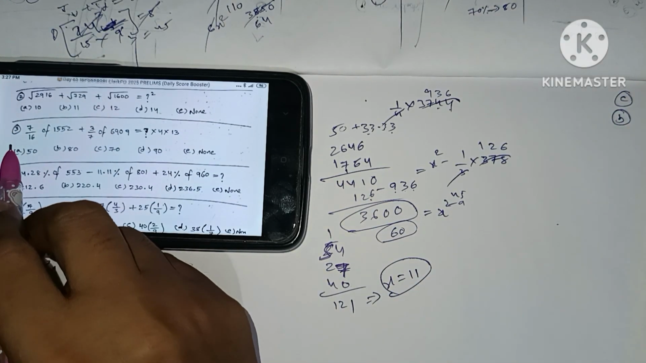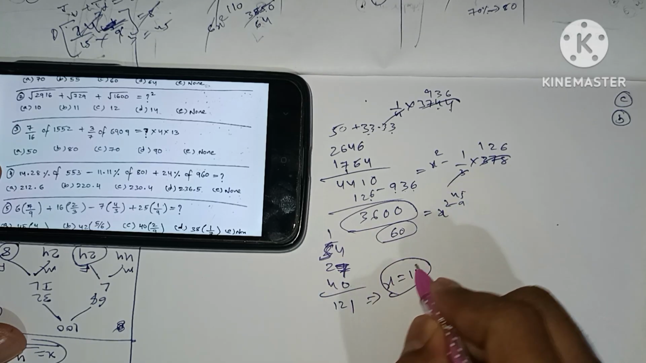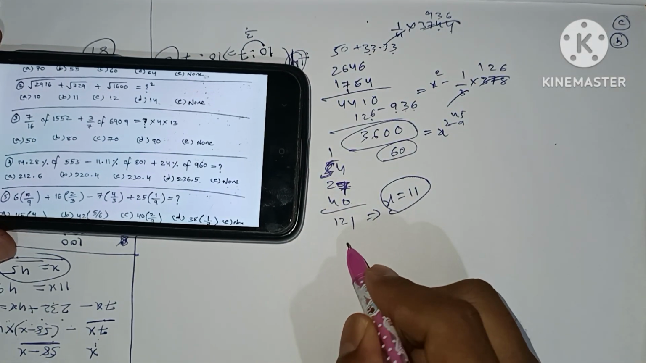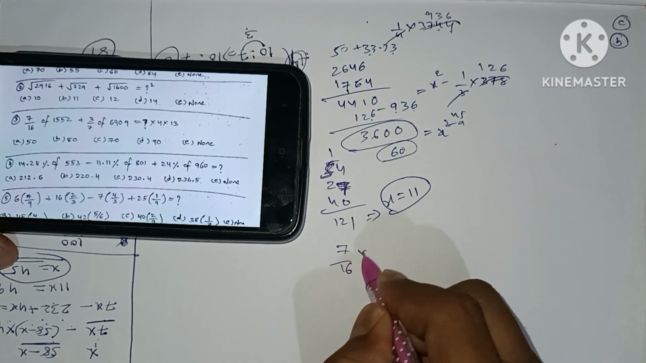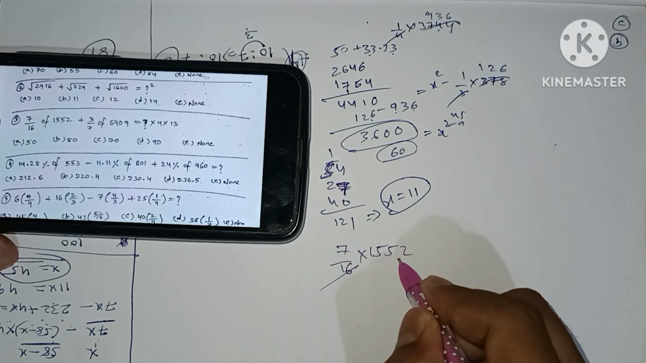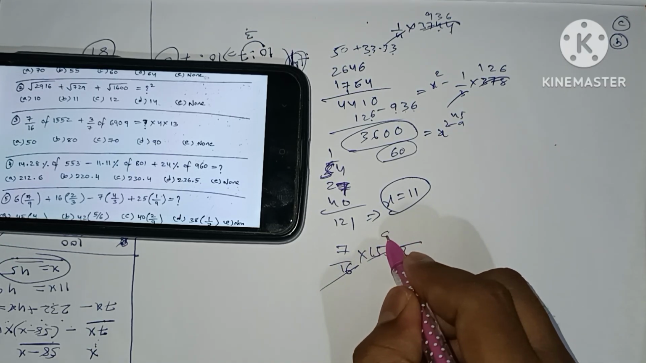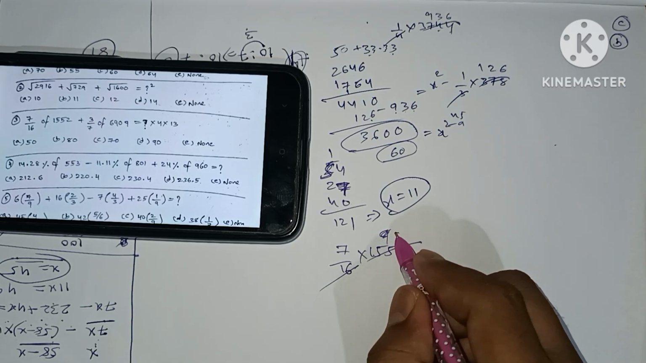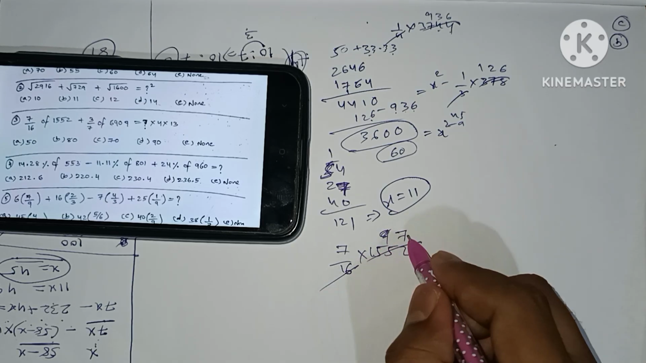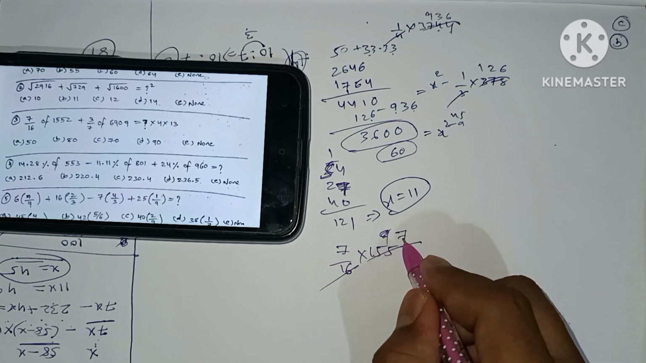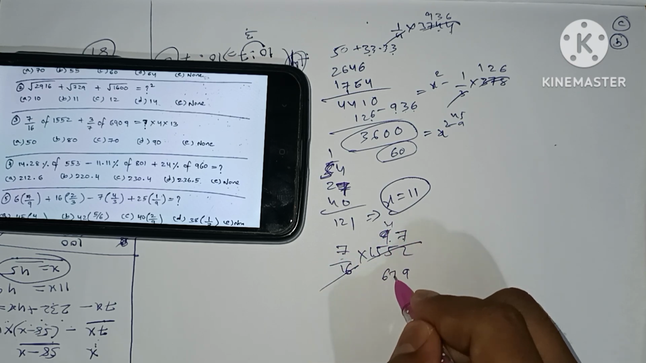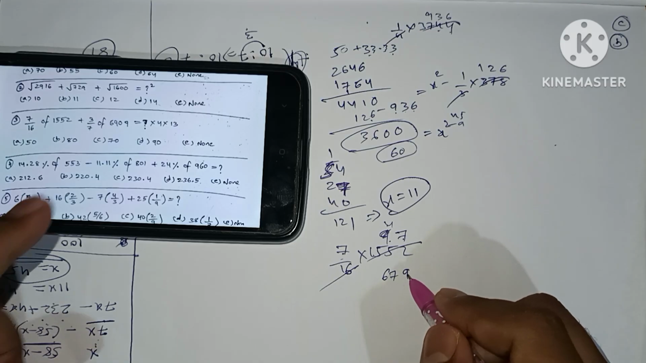Next, third one, 7 divided by 16 into 1552. 16 8 times, 16 9 times, 144. 112 is remaining, and 9 7 times, 16 7 times. 7 7 times 49, 7 9 times 63 plus 4 67, 679.